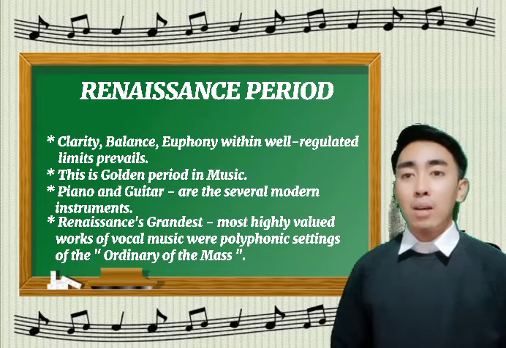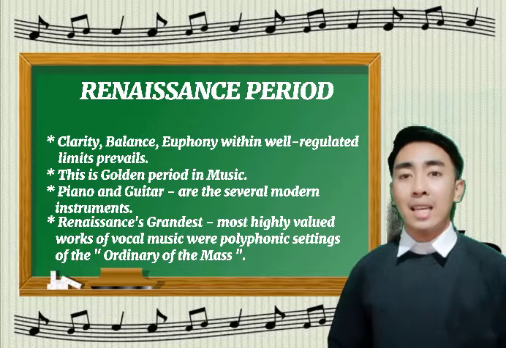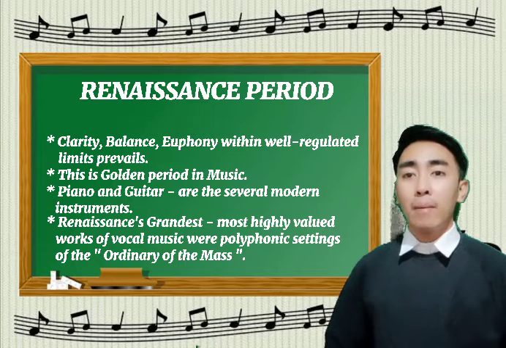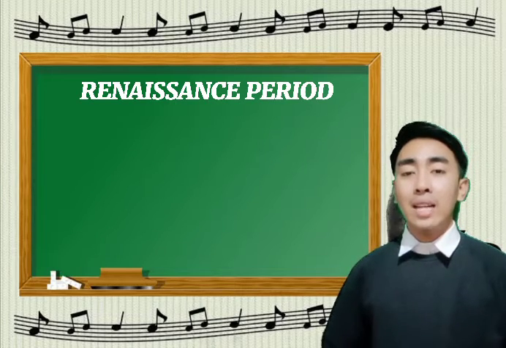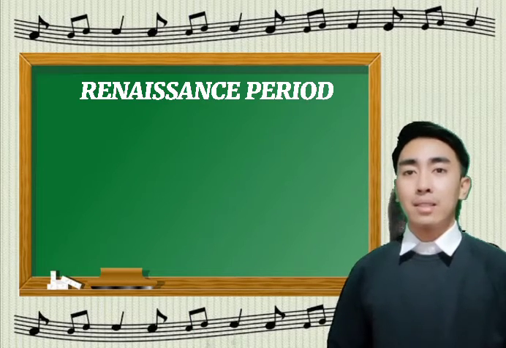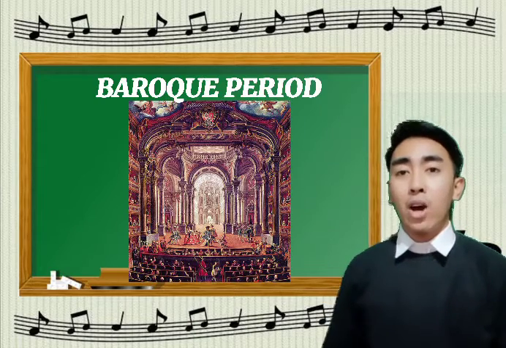The Renaissance's grandest, most highly valued works of vocal music were polyphonic settings of the Ordinary of the Mass. The Ordinary of the Mass is composed of 5 texts: Kyrie, Gloria, Credo, Sanctus, and Agnus Dei, that were included in every Mass.